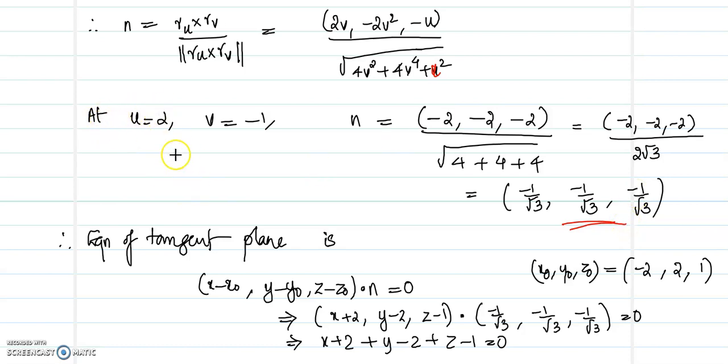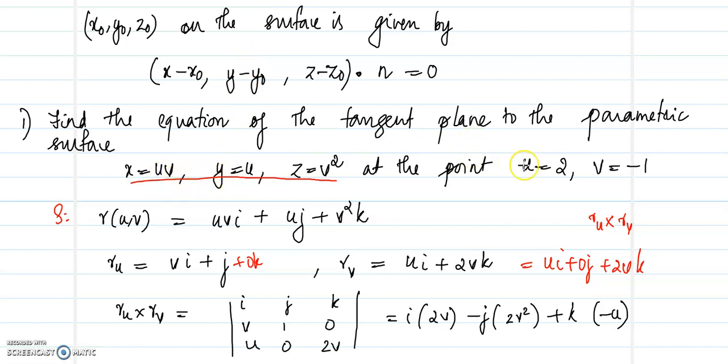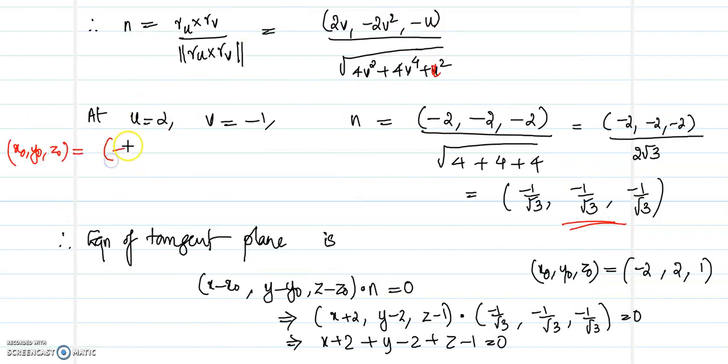And again at u equal to 2, v equal to minus 1, that gives the point x naught, y naught, z naught. So x naught, y naught, z naught will be minus 2, 2 and 1. So this is going to be the point x naught, y naught, z naught. Now we have obtained the point and the normal vector, so that gives the equation of the tangent plane.